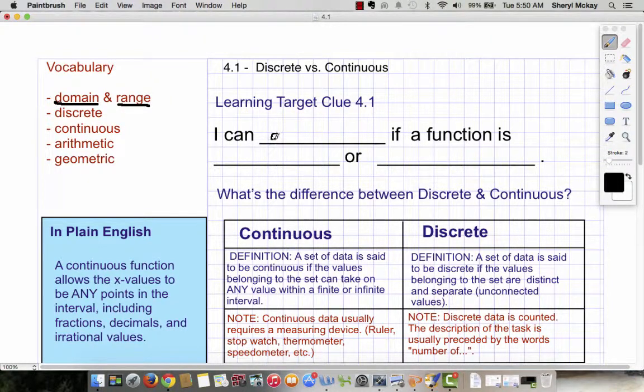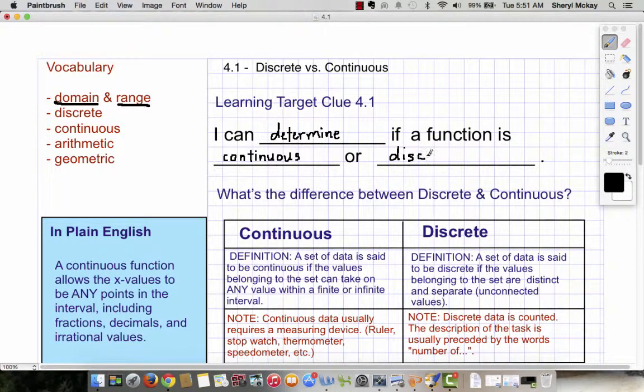I can determine, so write the word determine, if a function is continuous or discrete.